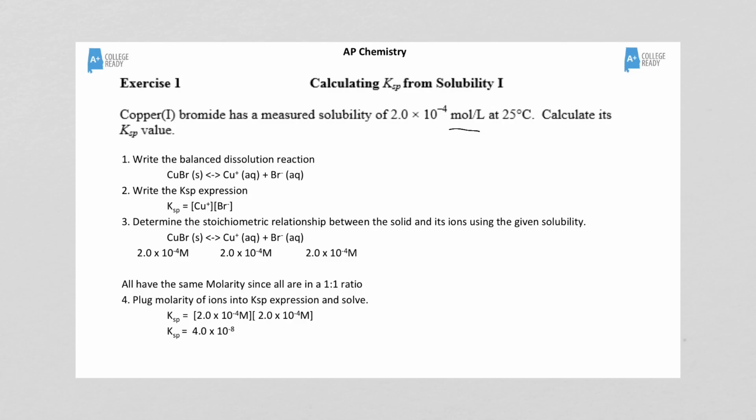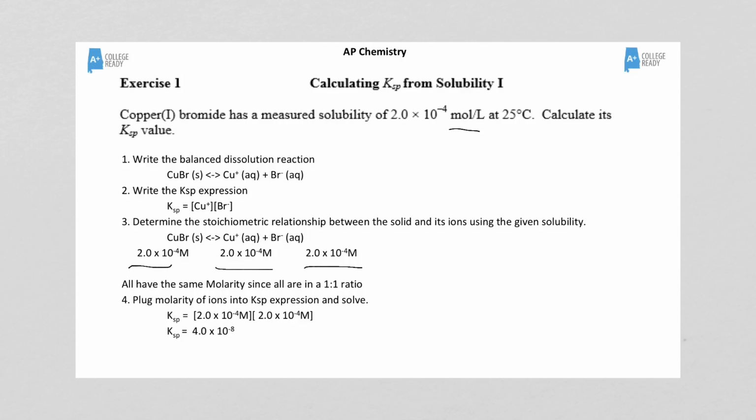Now this is where I'm going to use the information in the problem. So I'm thinking about what Ksp is, what the dissolution reaction looks like. Then I'm looking at the value. It says copper 1 bromide's measured solubility is that number. So I wrote it under that. And then I just did mole ratios. If copper 1 bromide and copper plus 1 ion have the same coefficient, 1 to 1, then they have the same molarity. And notice bromide also has the same coefficient. So that means both of these ions have the same molarity as the solid.